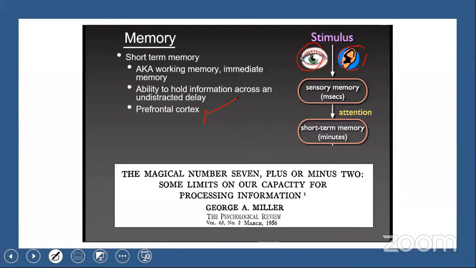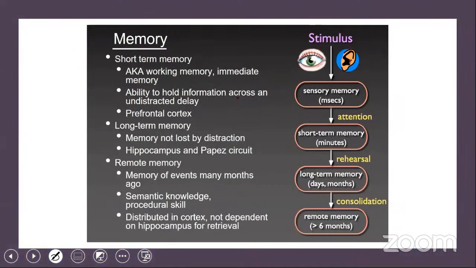Then there is the long-term memory, that is the memory that is not lost by distraction. It requires the Papez circuit and hippocampus, where this short-term memory is encoded into the brain association cortex, called long-term or recent memory, which has a time frame of days and months, up to 6 months. The encoding takes place, and you can rehearse. So you require the hippocampus and the Papez circuit to encode this memory into the brain.